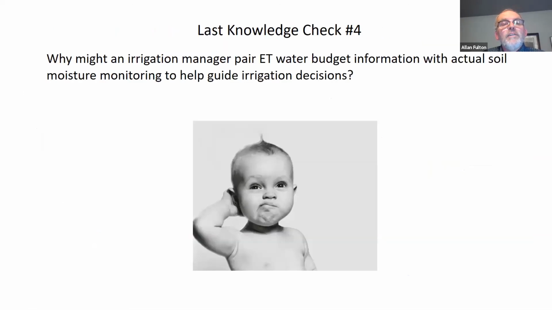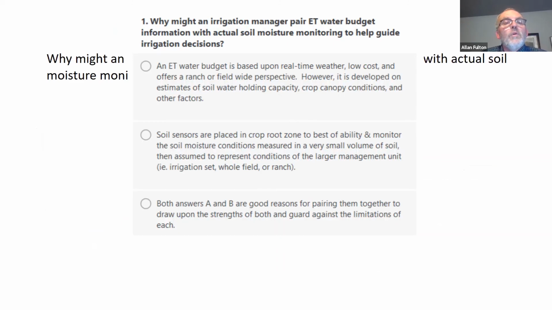So this is our final polling question. The question is, why might an irrigation manager pair ET water budget information with actual soil moisture monitoring to help guide irrigation?